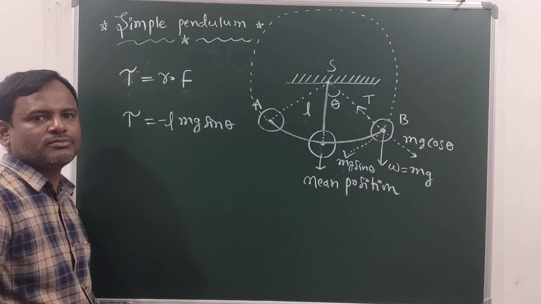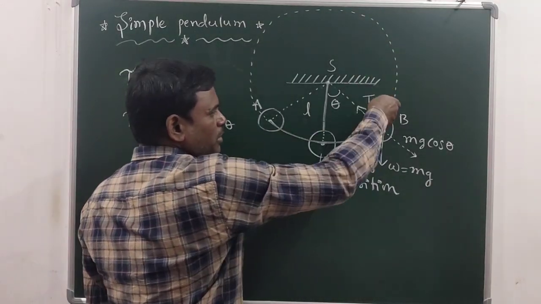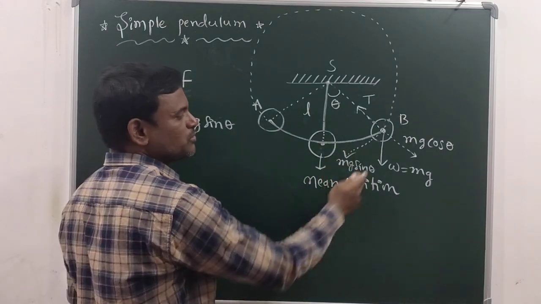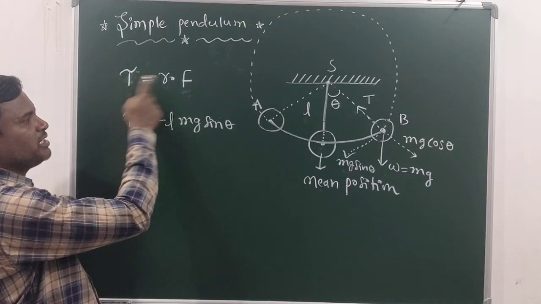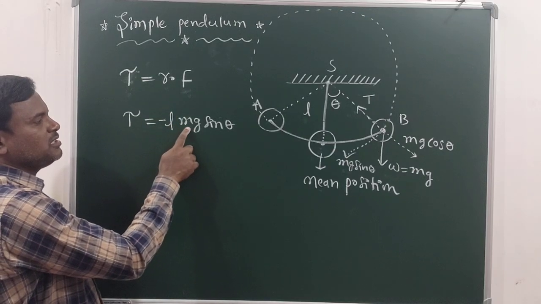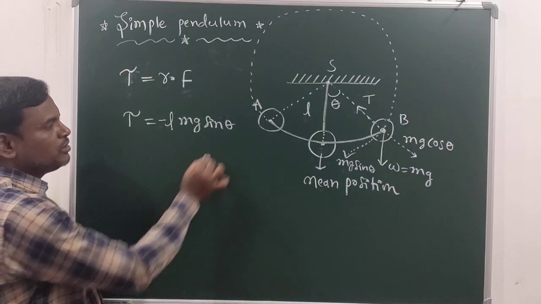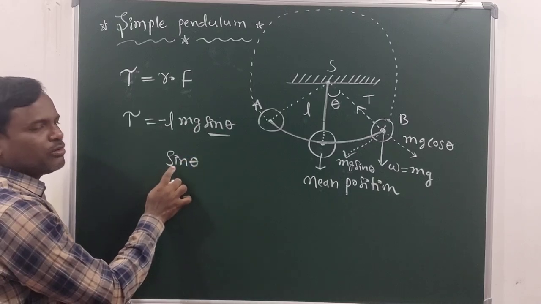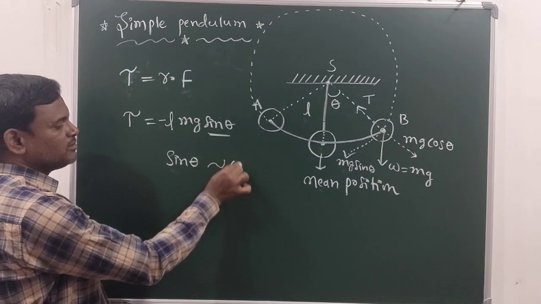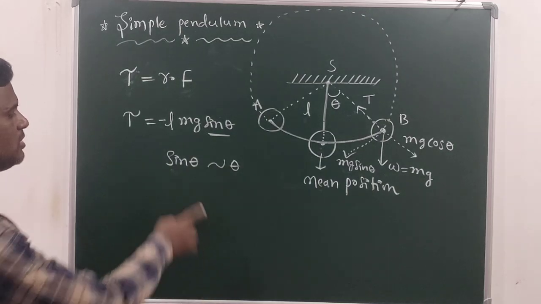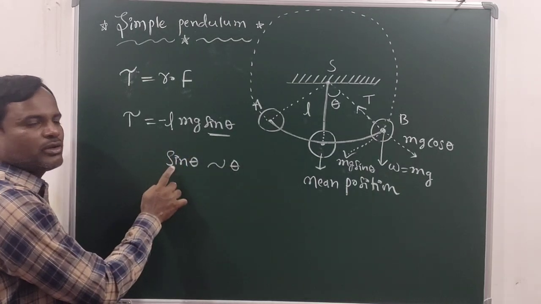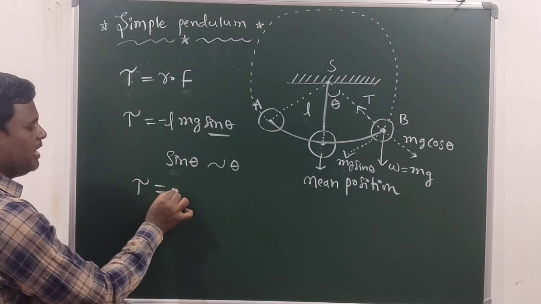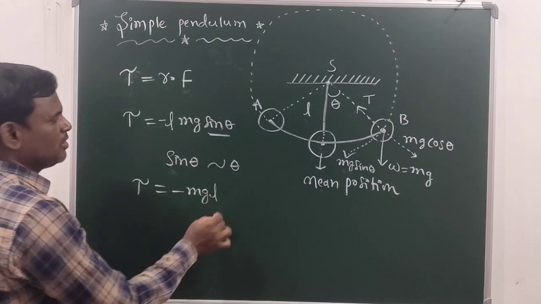I hope you have understood this. Torque works in this direction, and the bob is trying to come towards the mean position because of this force. So both are in opposite directions. Hence I wrote minus. Here you got minus mgl sin theta. Here sin theta is very small. Hence I want to consider sin theta as theta, an approximate value. Because this is a very small quantity, you can replace sin theta by theta. So now if I replace sin theta by theta, I get minus mgl theta.